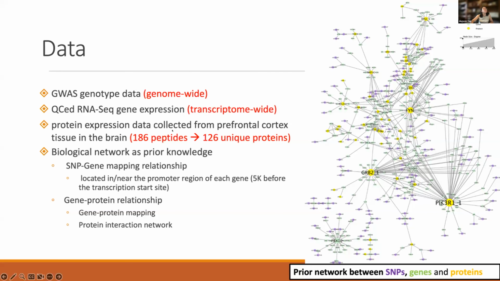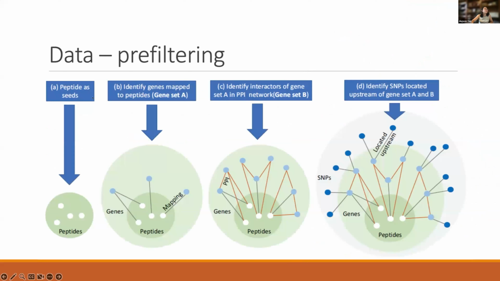When you further look at this data, you see that for ROSMAP, there is a bottleneck in the protein expression part. They only measured around 186 peptides, corresponding to around 126 proteins. But for the genotype and gene expression, they covered everything. So in this case, we chose to use the peptides as seeds, and then we identified the genes that are associated with those peptides. And also in Reactome, we identified the genes that interact with these peptides. So we get two sets of genes at the gene level. For all of these genes, we identify the SNPs located upstream of these genes. Finally, this is all the data we are going to include: all these SNPs, genes, and peptides together with their relationships.